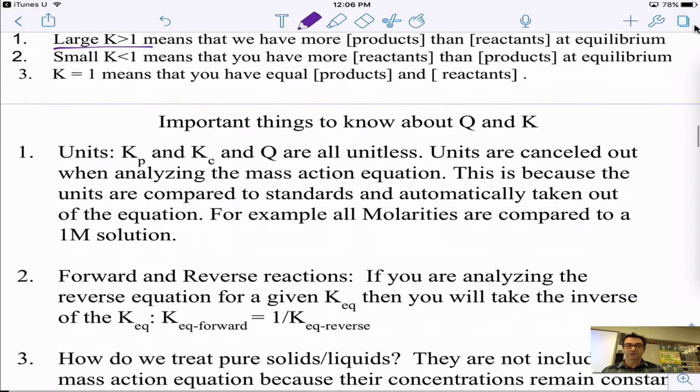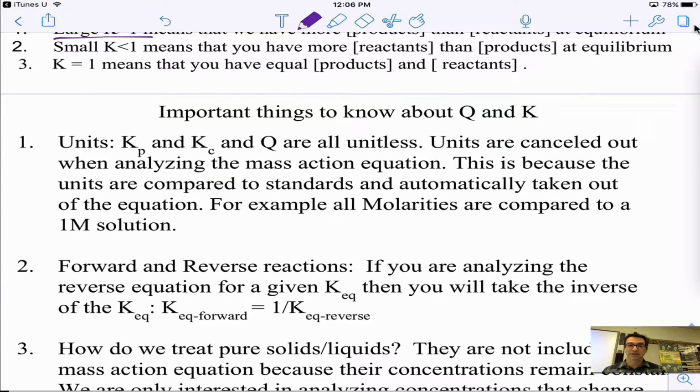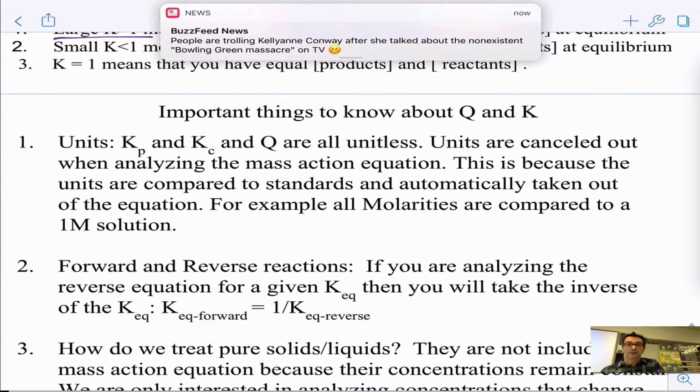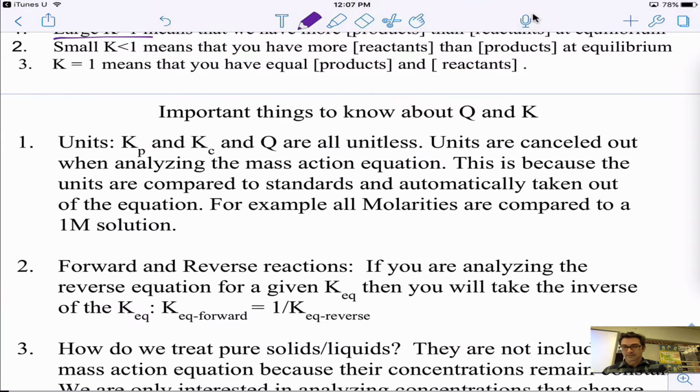Now, something nice about this, I'm sure some of you will be happy, there's no units for Kp, Kc, Q. All the units are compared to a standard, and so when they compare them to that standard, they cancel out all of the units.